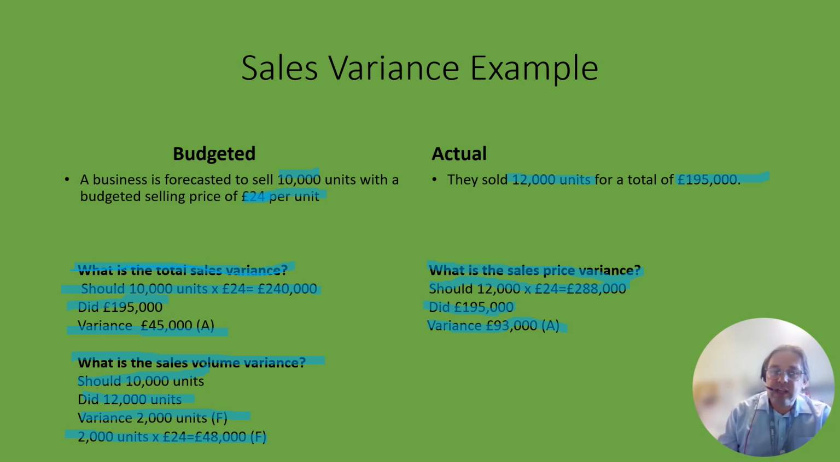If we were going to explain the interrelationship between these two, it looks like we've sold them for considerably cheaper. That's attracted more sales, but not as many as we thought. So actually price isn't as important to our consumers as we thought. We haven't sold as many extra at that lower price as we would like. So overall, our revenue has fallen by £45,000, a £45,000 adverse variance.